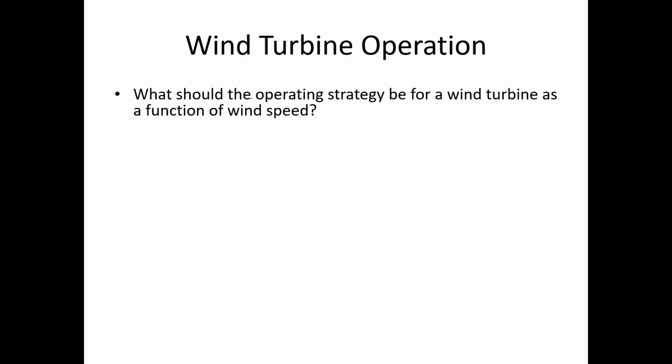Okay, let's look a little bit more into the specifics of wind turbine operation. And I'm going to do this in terms of asking two questions. One question is going to be, what should the operating strategy be for a wind turbine as a function of wind speed? Right? So you have a specific location that has variable wind speed. It goes from no breeze up to a certain high-end wind speed. And those wind speeds are occurring at different times over the course of the year.